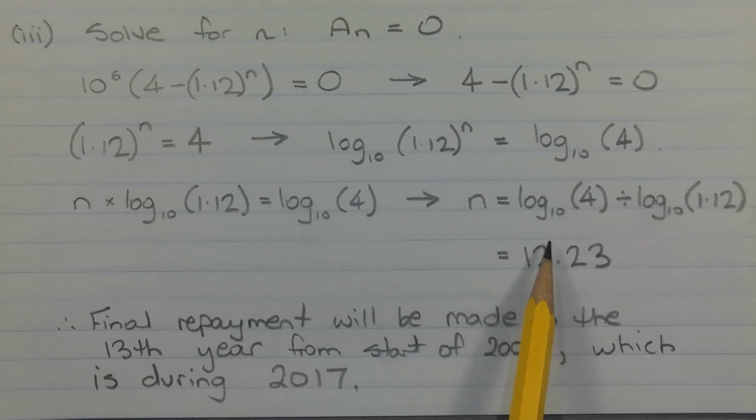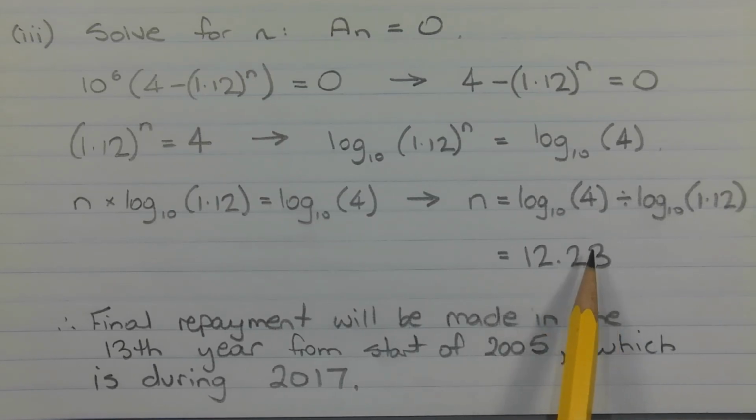And we get that because we have 12 complete years, but there's still a part of the 13th year where there's still some money owing. And that's why the final repayment will be made in the 13th year. So it won't be a complete repayment or a full repayment, it'll be a partial repayment to pay the loan off in full. And that'll occur during the year 2017.